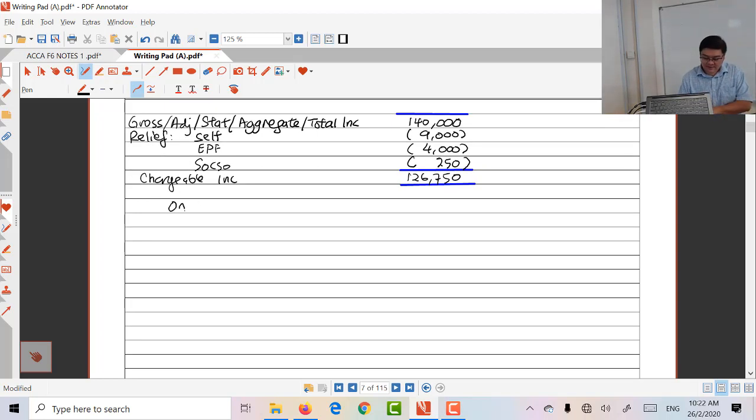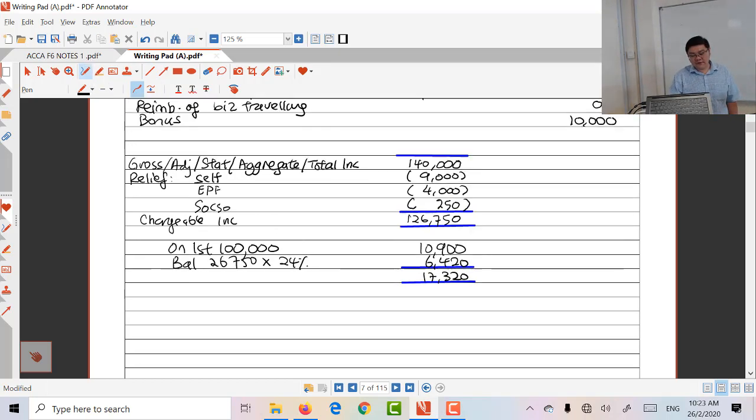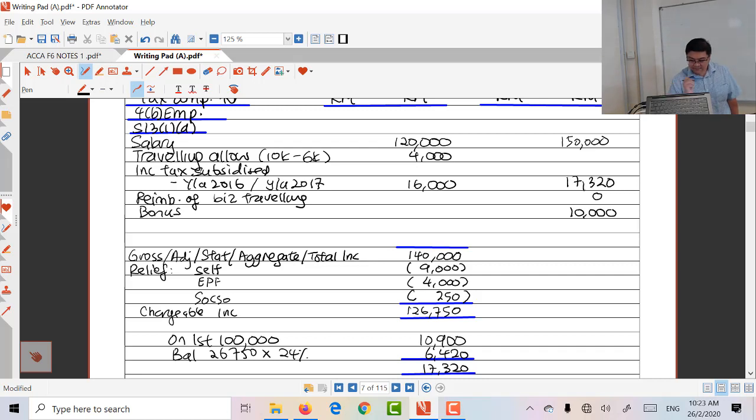So you are actually expected to do this, like on the first 100K. How much is the tax for the first 100K? 10,900. Thank you. And then for the rest of 26, how much is the tax? 24%. Do you have the figure, Chen? 6,420. So that will be 17,320. Now, that's basically the tax that you're going to pay for this 126,000. And the boss said, I'll pay that. But of course, that will happen in 2018. That's why this 17,320 will come back in 2018. See that? Okay?